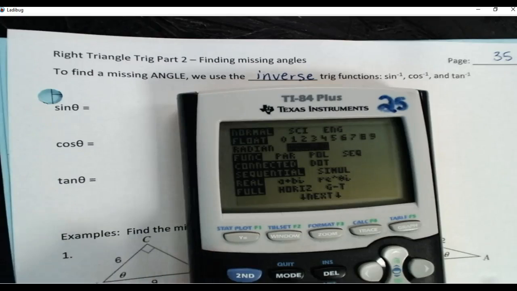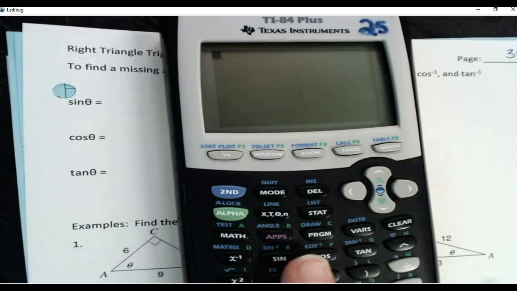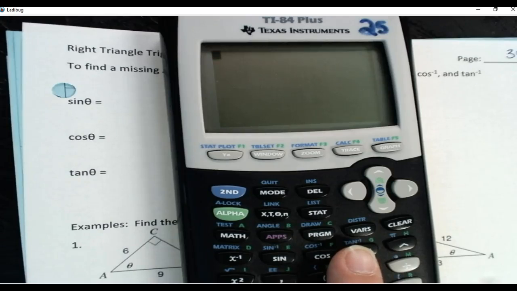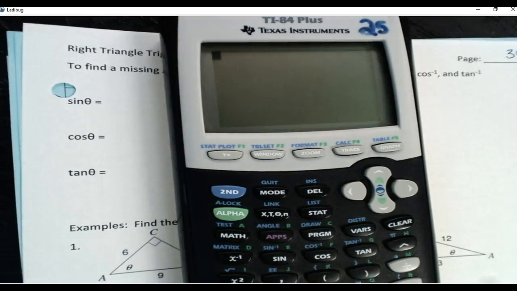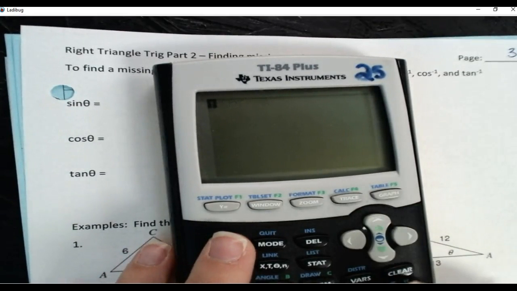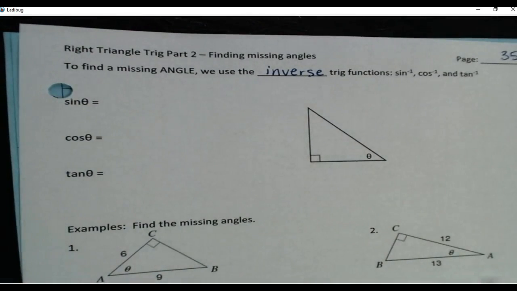Hit enter. Then if you look at your sine, cosine, and tangent buttons, above them they have a blue sine -1, cosine -1, tan -1. That's what we're going to be using today to solve. To get those, you just hit second sine, second cosine, and second tan. Okay? But our ratios are still the same.